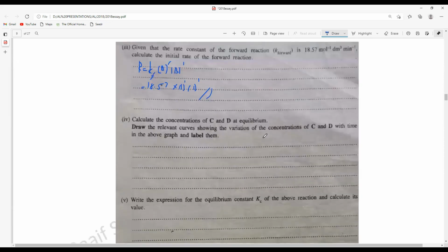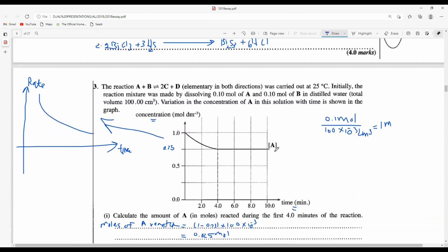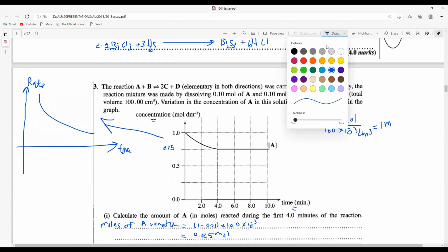Okay. And the next question, calculate the concentration of C and D at equilibrium and draw the relevant curves showing the variation of the concentration of C and D with time in the above graph and label them. So first thing is you have to find the concentration of C and D. So this is our reaction, right? So I will choose a different color now.